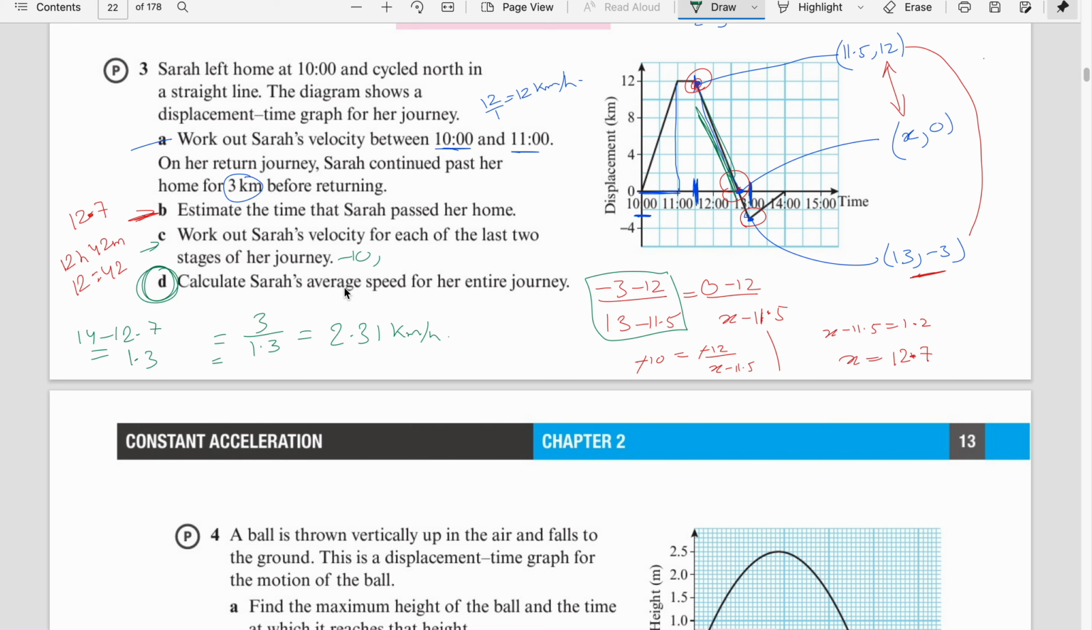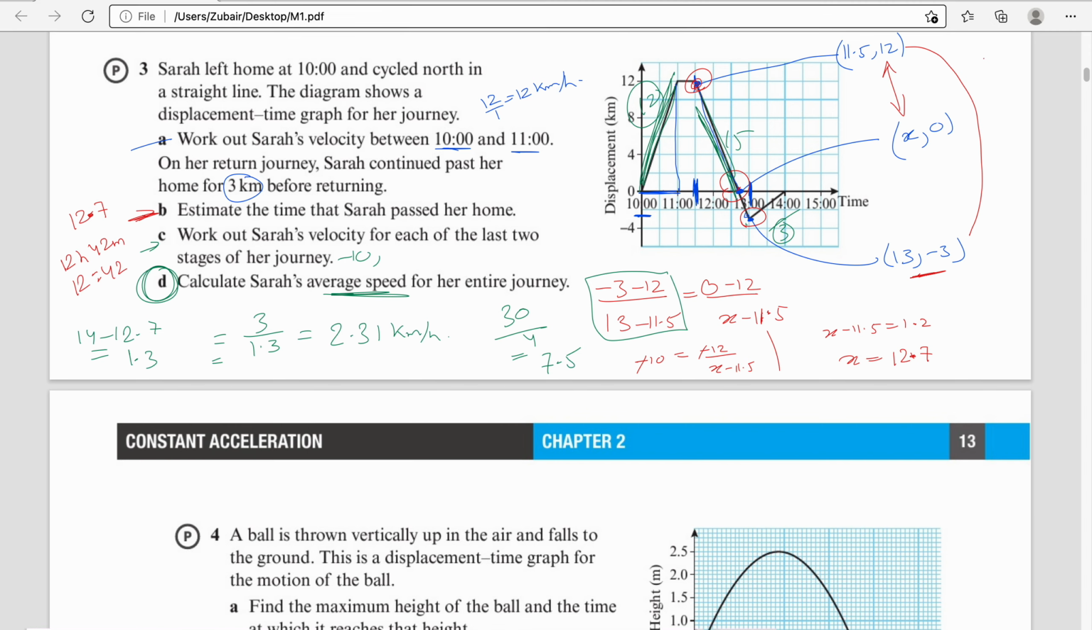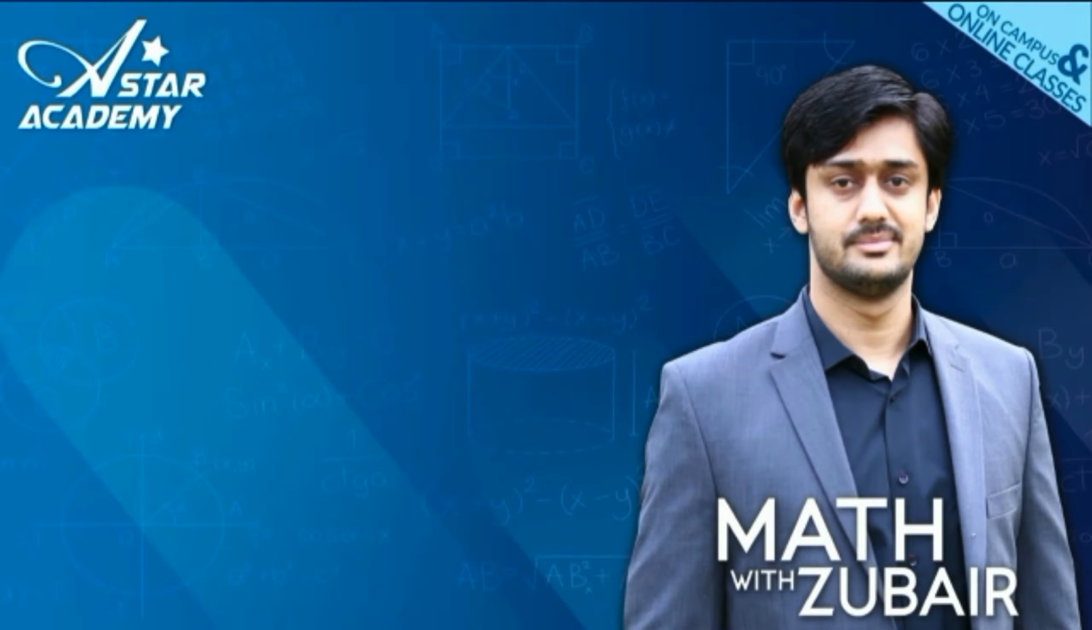D part. Calculate Sarah's average speed for her entire journey. So average speed is total distance divided by total time. So she covers 12 moving away, then 12 and 3 is 15, then 3 again. So 12 plus 15 plus 3 is 30. Total distance is 30 and total time from 10 to 14 is 4. And 30 by 4 is 7.5.